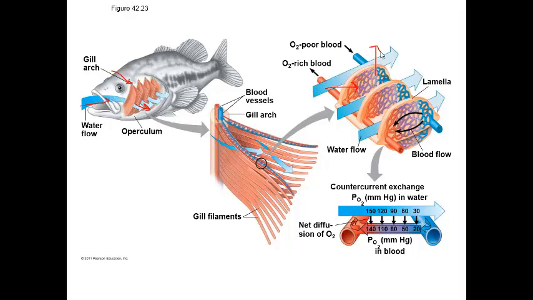exit the bloodstream. In order to maximize the amount of oxygen taken in, a process takes place called countercurrent exchange. If you look at the direction that water is flowing and the direction that the blood is flowing, they flow in opposite directions and they sort of collide with one another. This friction that's created, this collision, is going to increase the amount of oxygen taken in and the amount of carbon dioxide that gets released.